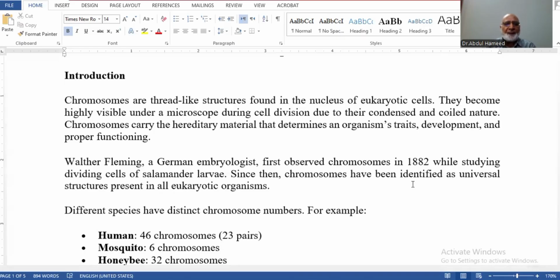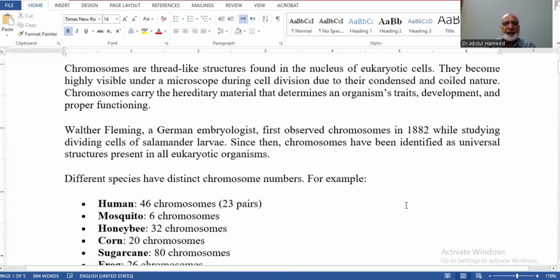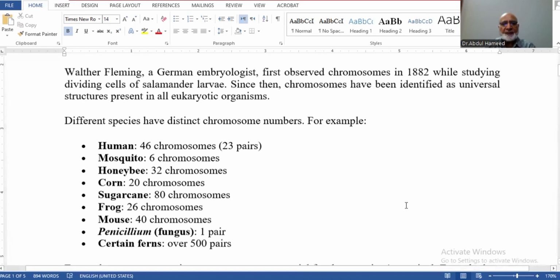Walter Fleming, a German embryologist, was the first person to observe chromosomes in 1882 while he was studying dividing cells of salamander larvae. Since then, chromosomes have been identified as a universal structure present in all eukaryotic organisms.